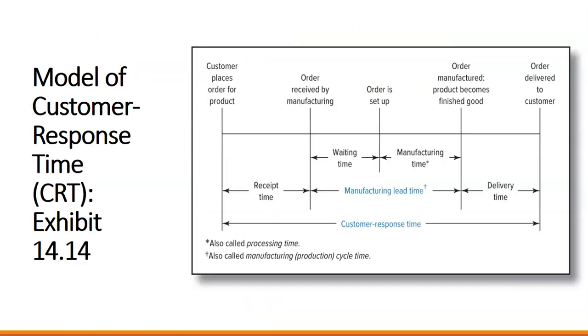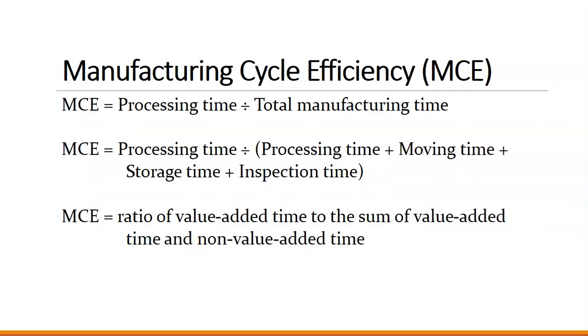We have an example here of customer response time and how we would measure it. It is the time between when the customer places the order for the product and when the order is delivered to the customer. So we see the manufacturing cycle time is within the customer response time. It is the time it takes for us to manufacture the product before we can even deliver it to the customer. And we've looked at the manufacturing cycle time in previous chapters.